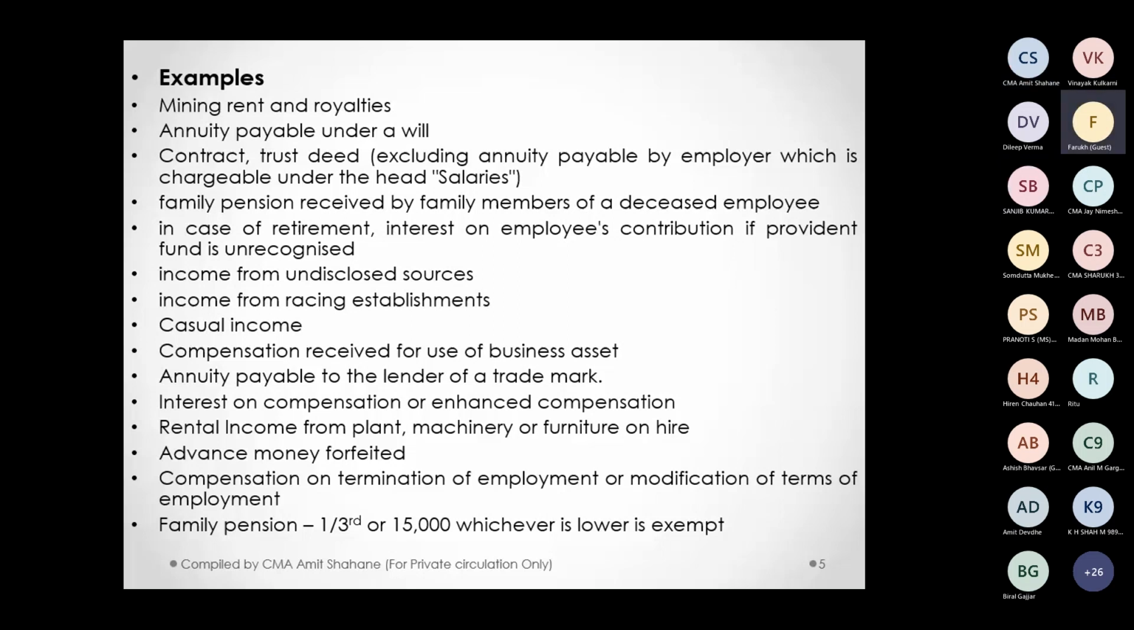But there is also a pension coming from privately taken insurance policies or policies from insurance companies. No, that is not your family pension. So if you have taken a pension policy, whatever family pension you receive is exempt to the extent of one-third or 15,000, whichever is lower. Whether it is from government, non-government, or through your policy, it covers that.